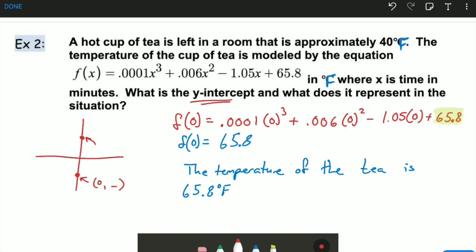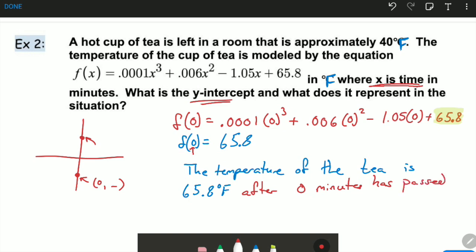a function requires an x and a y value. Well, the x represents time. And if you think about the x value for y-intercepts is 0, so what that would represent here is the temperature of the tea is 65.8 degrees after 0 minutes has passed.